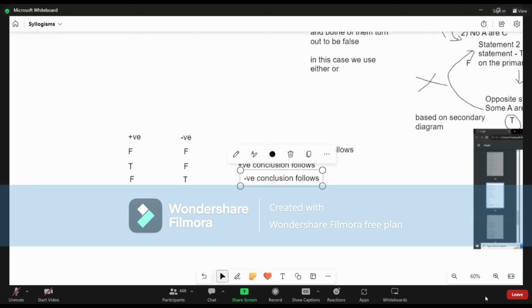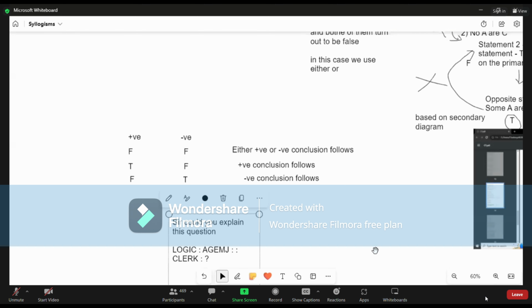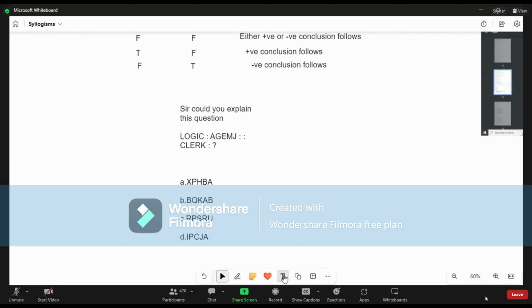Okay, so one of your friends has asked a question on alphabets, so let's just start trying it. So this is the question given. Now let's first write the logic, and the relation that is given is A, G, E, M, and J.